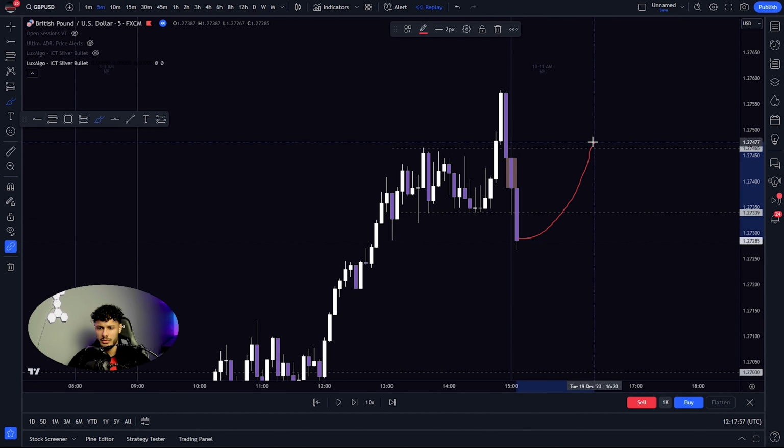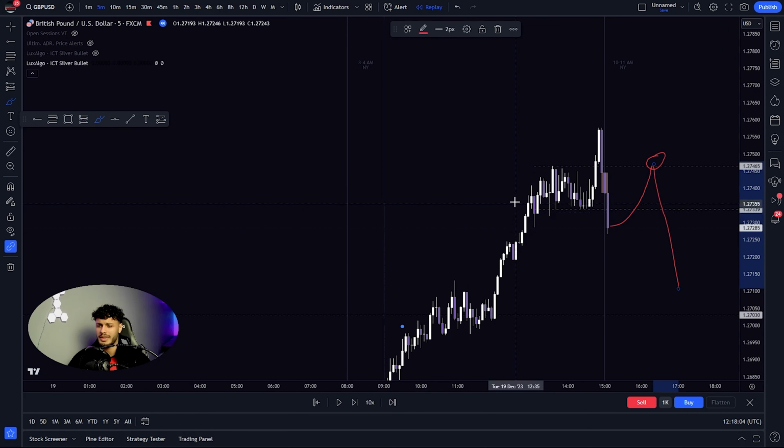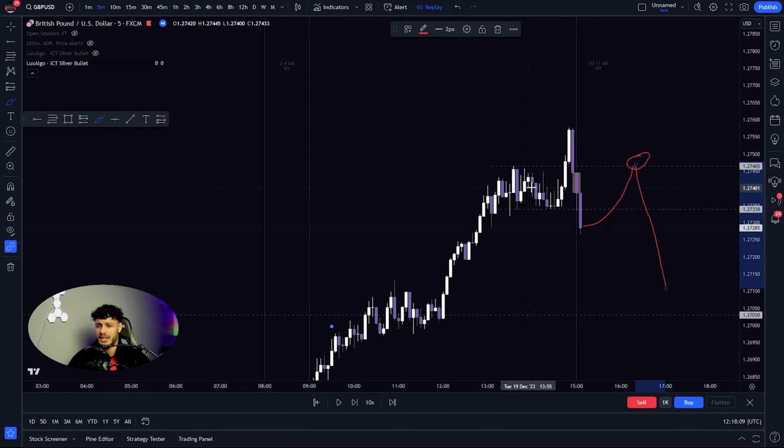A retest back up, okay? And then they look to short. And I'm in a few Discord groups, and I've seen a lot of people take this short. And I'm going to show you my method of how I actually avoid these low probability setups.